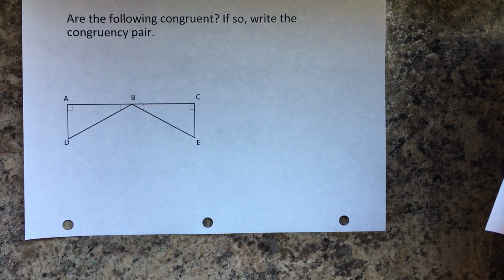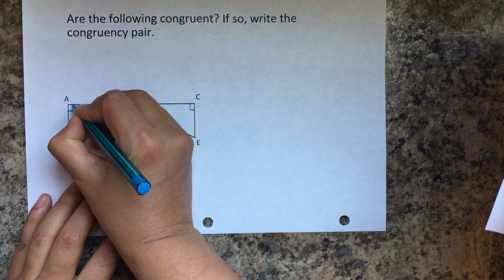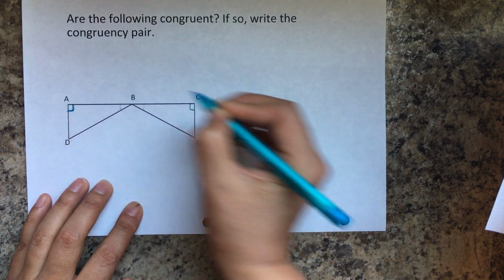Are the following congruent? If so, write the congruency pair. So now you're just going to identify if they are congruent, and if not, we're just going to say so. In here we have angle C is congruent to angle A because all 90-degree angles are congruent.